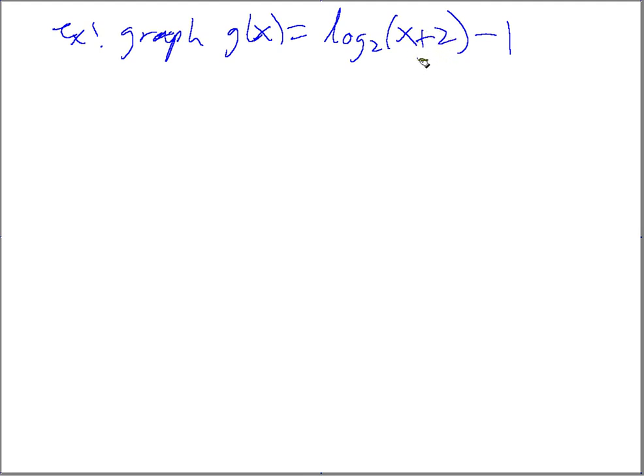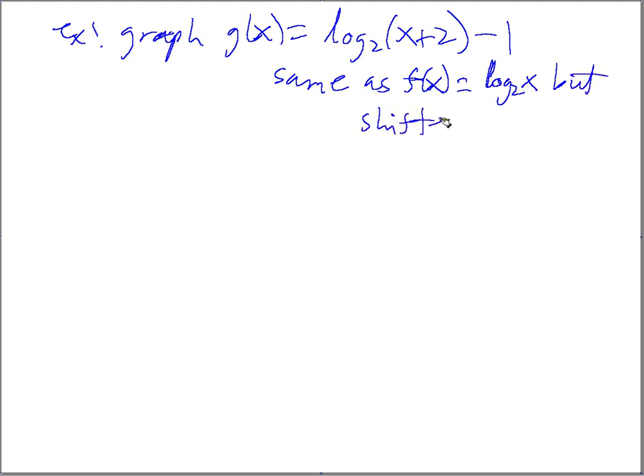Now this is going to involve both a horizontal translation and a vertical translation. If we apply translation concepts, this is the same as f of x, the basic graph we had earlier, log base 2 of x. But how's this going to be translated? Well, x replaced with x plus 2 is going to be shifted 2 to the left, if you recall from the previous homework. And this minus 1 down here means 1 down.